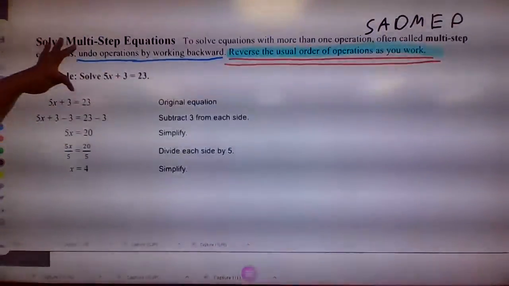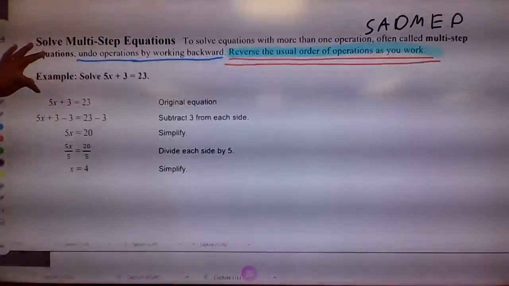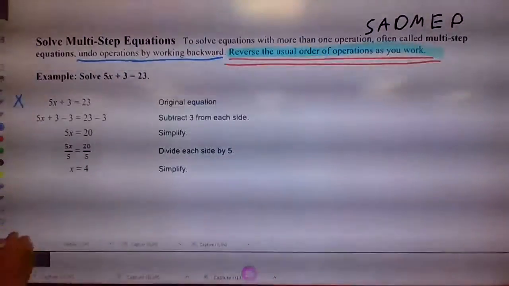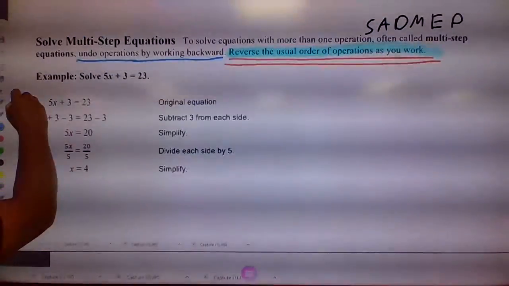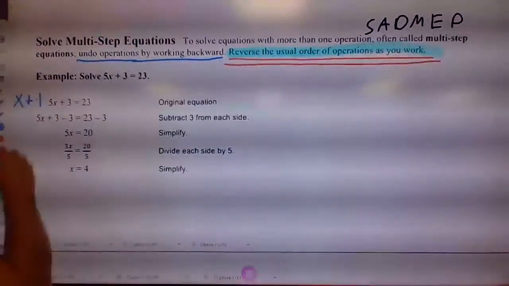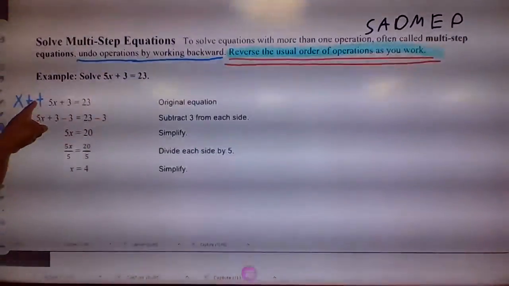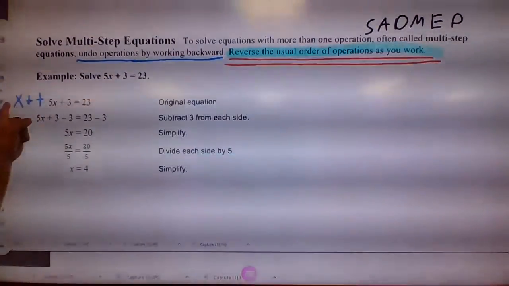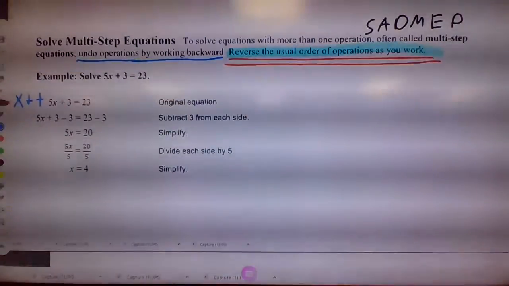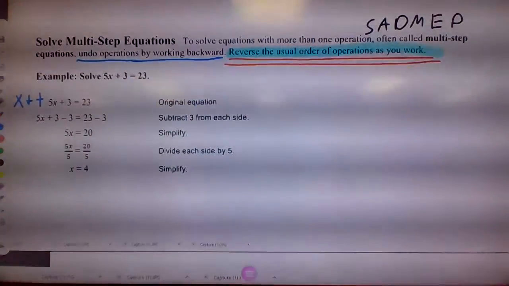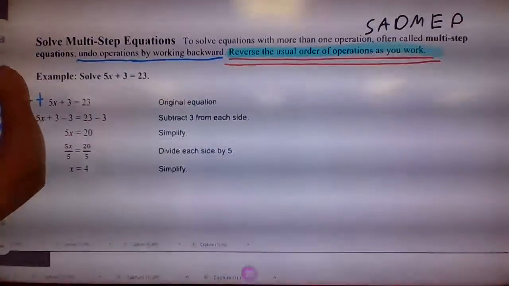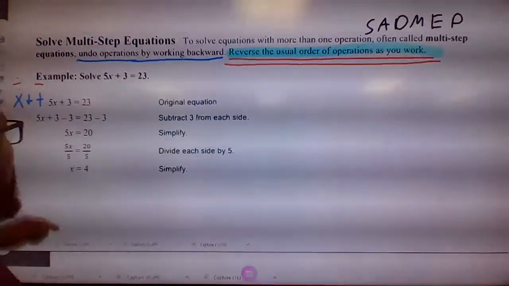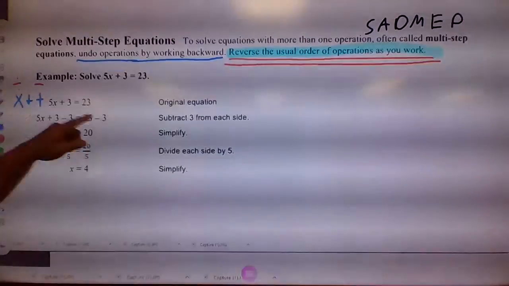We have on the original equation multiplication and addition. So we have multiplication, which is the x, and addition. That's what we have right here. Multiplication and addition. This is an x and this is a plus. Okay, so what do we need to use to undo these, to reverse them? So we're going to need, I'm going to put it in red, division and subtraction. Okay, so we're going to undo them.